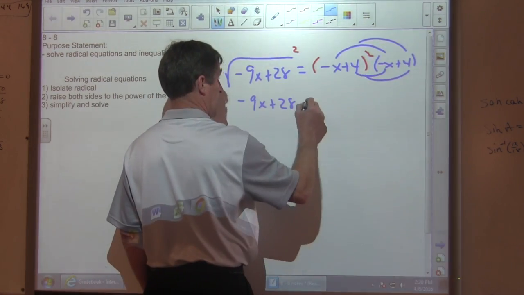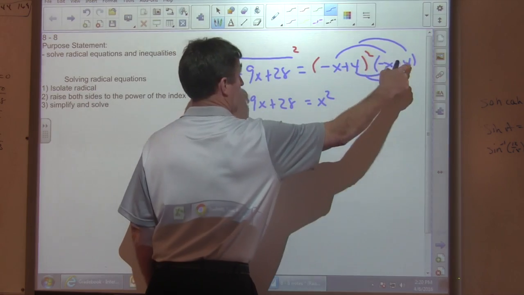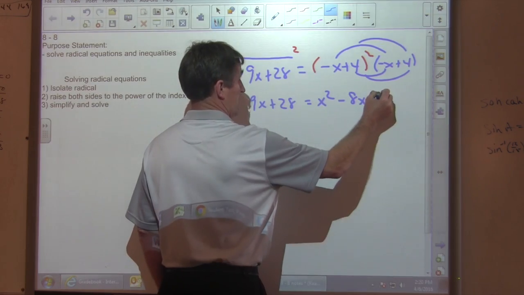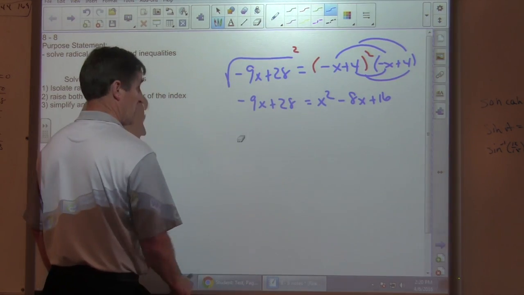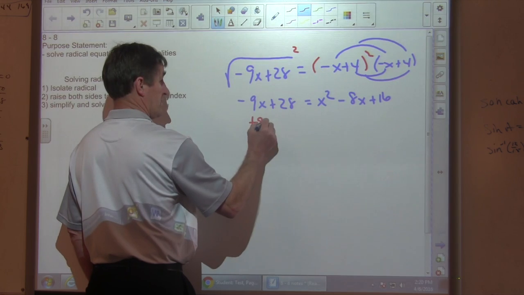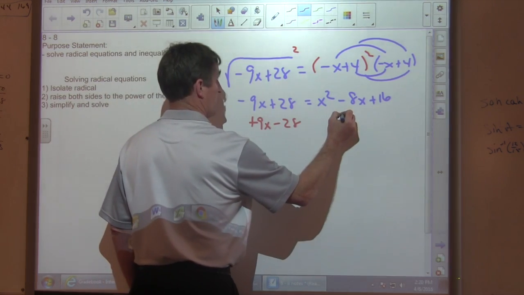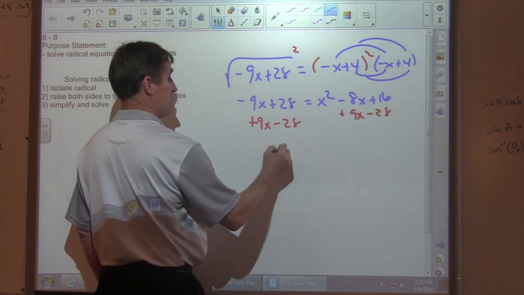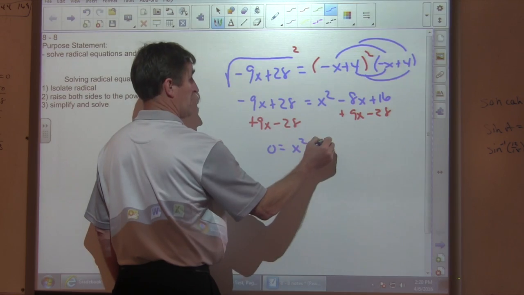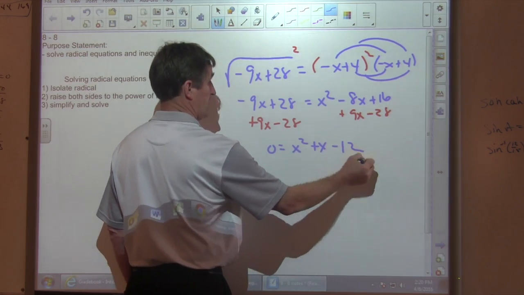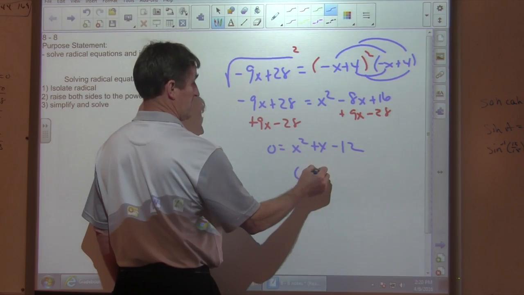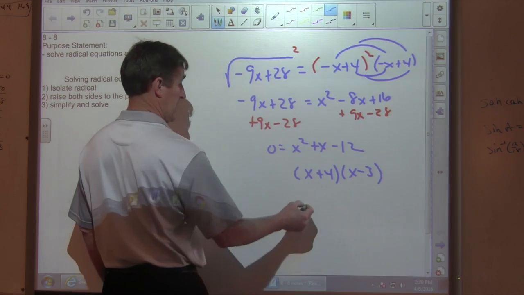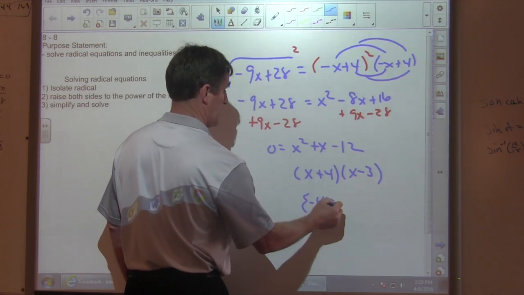Negative x times negative x is x squared. We get a negative 4x and another negative 4x, which gives me a negative 8x plus 16. I'm going to add 9x and subtract 28 to set it equal to 0. And so I get 0 equals x squared plus x minus 12, which factors into x plus 4 times x minus 3. And then we get negative 4 and positive 3.